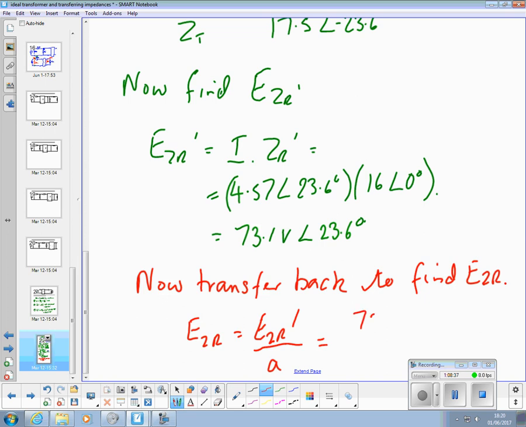That's 73.1 angle 23.6 divided by 0.02. Have I confused you, Richard? I thought that was EZR, but it's E2R. Is that really down wrong? Hang on. It is E2R actually, you're right. Yeah.